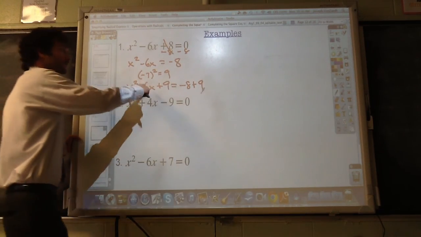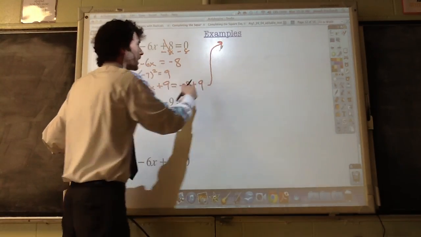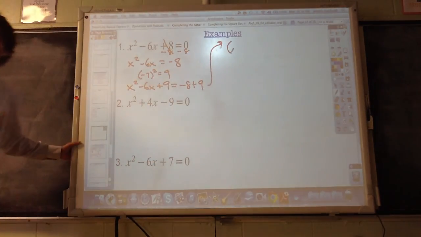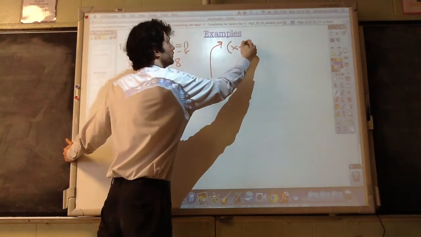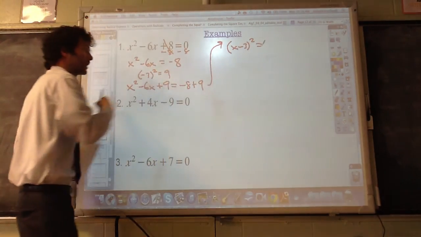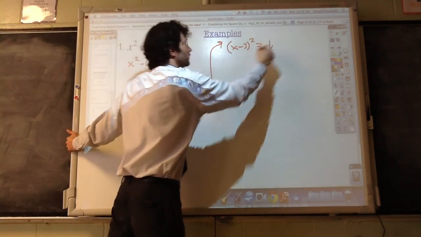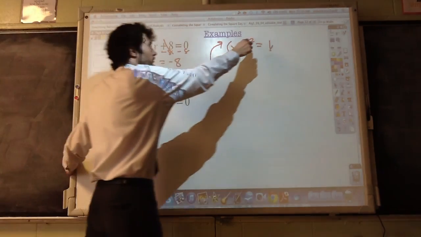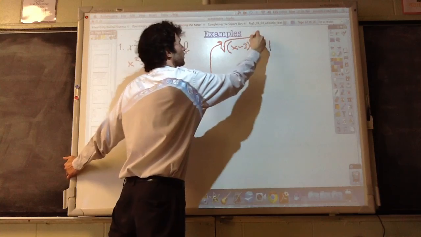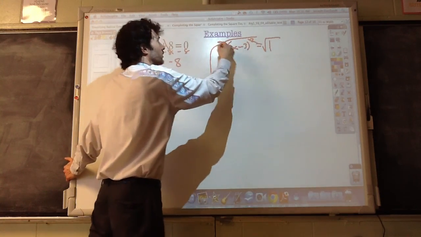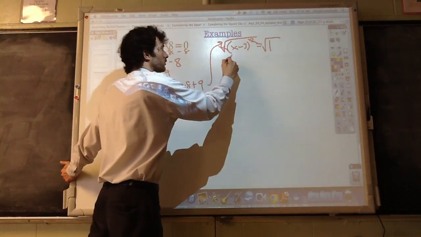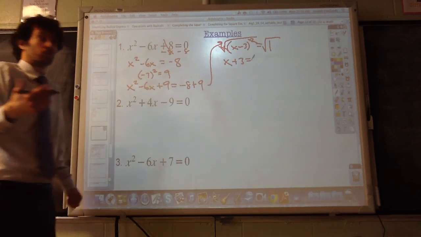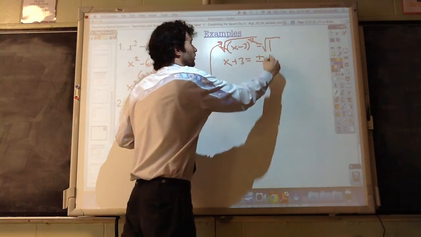So I'm going to factor the left-hand side and combine like terms over here. This factors to x minus 3 squared, and negative 8 plus 9 combines to be 1. Take the square root. That's the way I get rid of the squared. The squared and the square root cancel each other on this side and leave me with just x minus 3. And then I can take the square root of 1, which is 1, but I cannot forget the plus or minus.